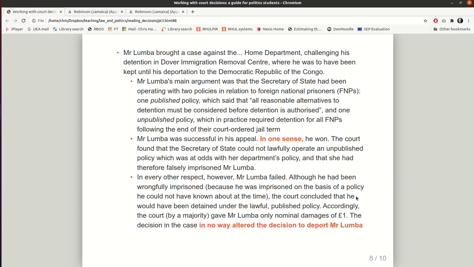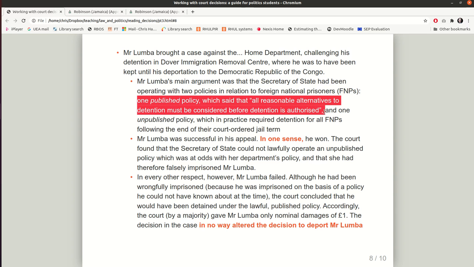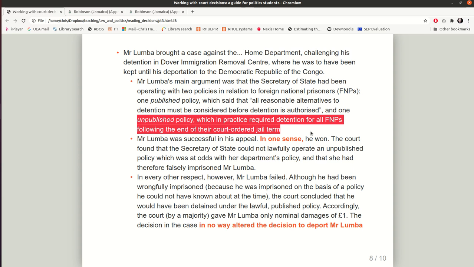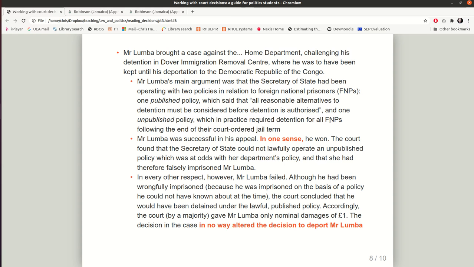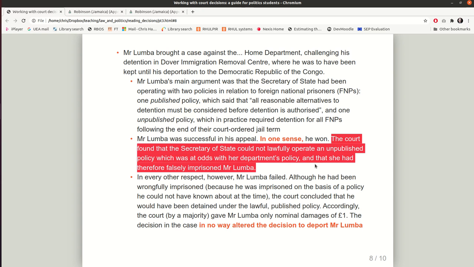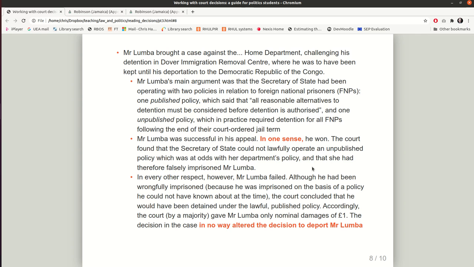Mr. Lumba had brought a case against the Home Department challenging his detention. His argument was that the Secretary of State had been operating with 2 policies. There was one published policy which said that all reasonable alternatives to detention must be considered before detention is authorised, and a second unpublished policy which in practice required detention for all foreign national prisoners. So this argument was successful because Mr. Lumba won his appeal. The court said that the Secretary of State couldn't have an unpublished policy operating alongside a published policy.